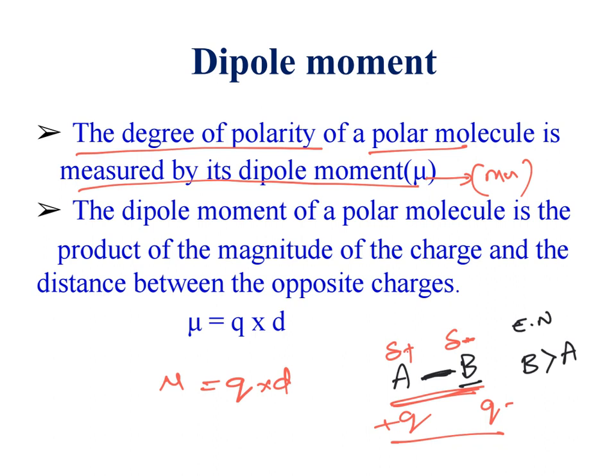A higher dipole moment indicates that the bond is more polar. A lower dipole moment indicates that the bond present between the two atoms is less polar. This is the information we get from the dipole moment data.